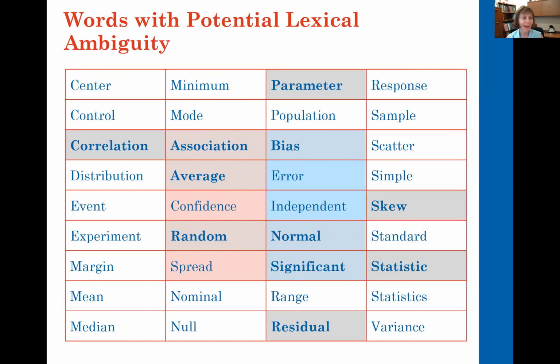So at some point a group of us sat down and brainstormed words in statistics that we thought were potentially lexically ambiguous. And we stopped when we got to about 30 words. This might be more than 30 words, but at some point we stopped. This is not to say that these are the only words that have lexical ambiguity, but this is what we came up with.